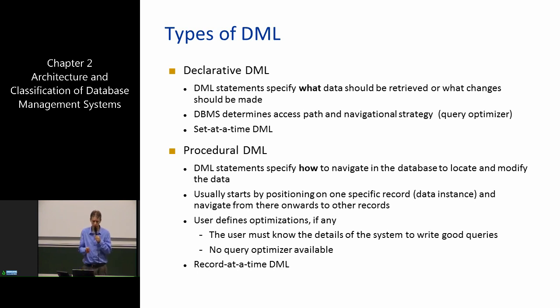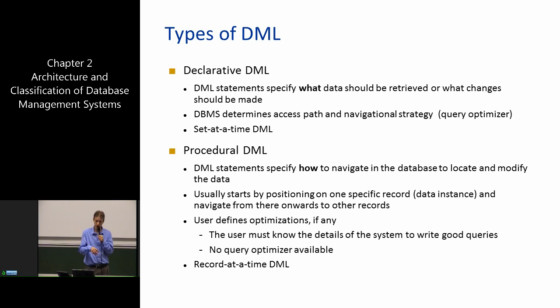And usually the way procedural DML is going to work is that it's going to position on one particular record. Record is a piece of information. Think about one particular student. John Adam is a student. So procedural DML is going to position on one particular record, and from there onwards, it's going to step by step navigate through all the other records until it has found the information that it is looking for.